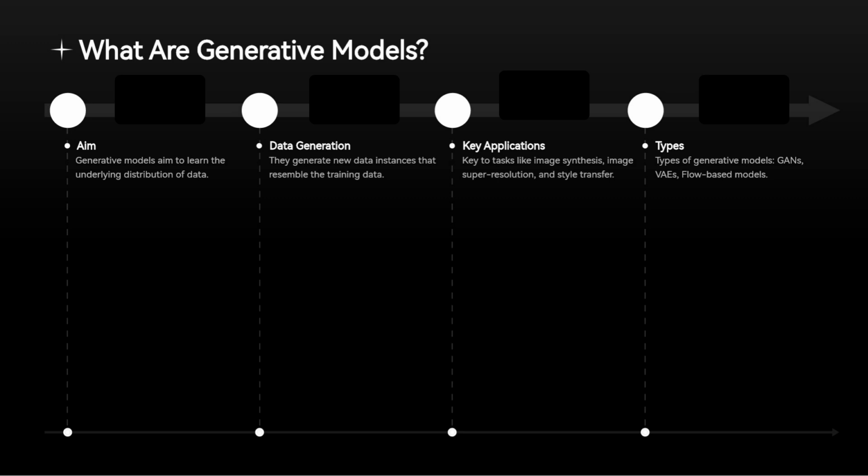Unlike discriminative models, which focus on classification or regression, mapping inputs to labels, generative models learn the joint probability distribution of inputs and outputs. The goal is to model the underlying data distribution, such that the model can generate realistic new instances that resemble the training data. The primary types of generative models in computer vision include generative adversarial networks, GANs, variational autoencoders, VAEs, and flow-based models, each with unique strengths and applications.